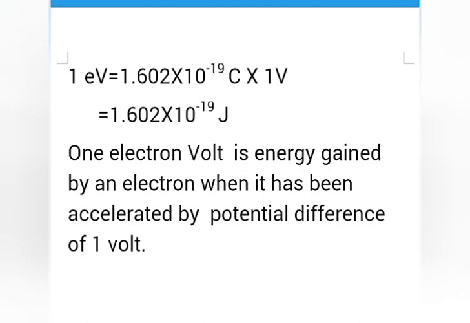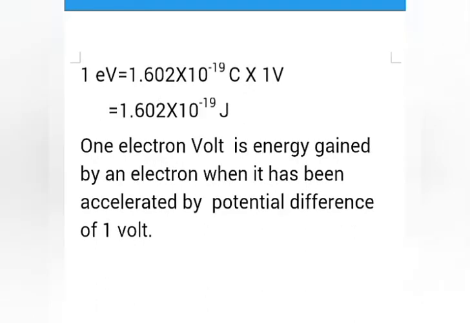Here volt is the SI unit of potential difference. So 1 electron volt is equal to the product of 1.602 into 10 raised to minus 19 coulomb and 1 volt. That will give rise to 1.602 into 10 raised to minus 19 joule. Coulomb volt is called joule.